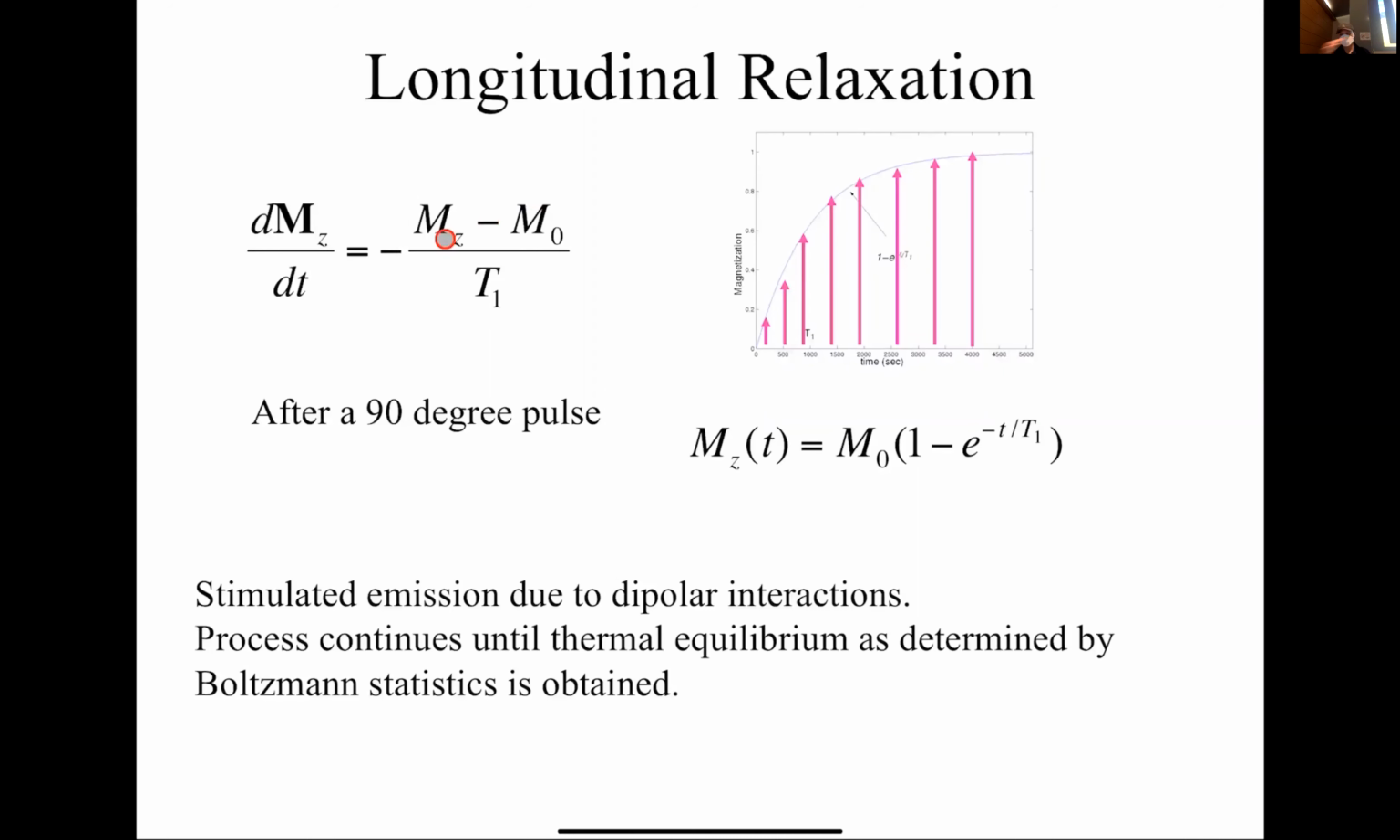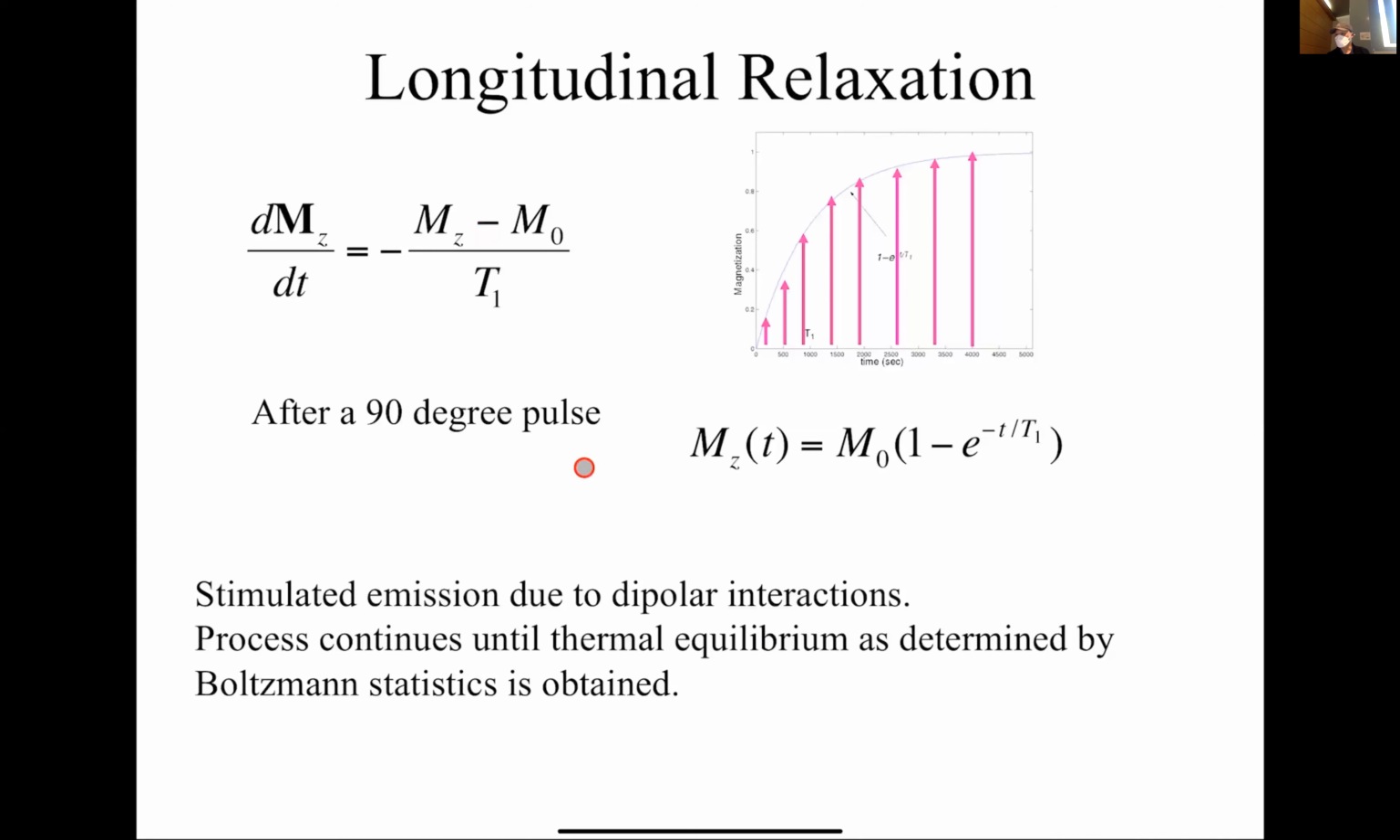So for example, let's say Mz is equal to 0. Then I'm going to have minus times a minus, so that's going to be a plus, right? If I have this magnetization here and I flip 90 degrees, what's Mz at this point in time? 0, right? So that means that dMz/dt is going to be positive. It's trying to push the magnetization up, right?